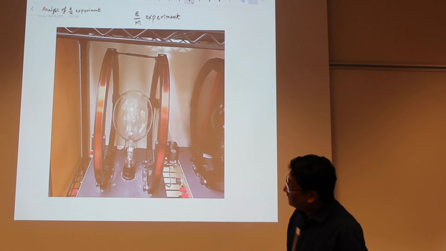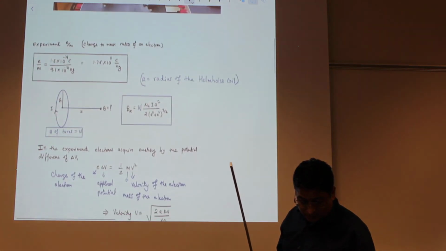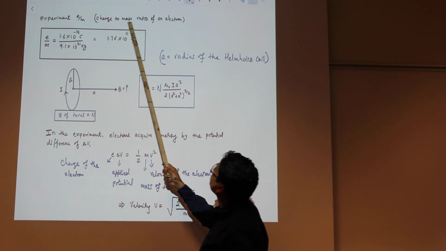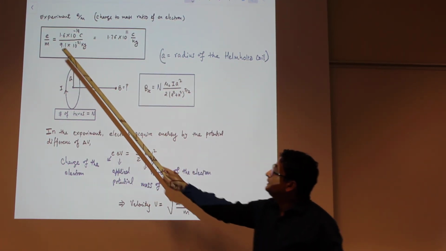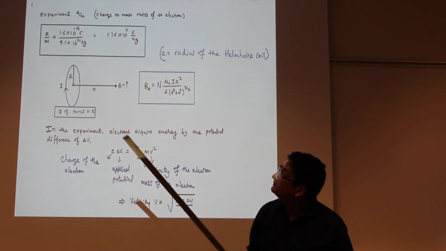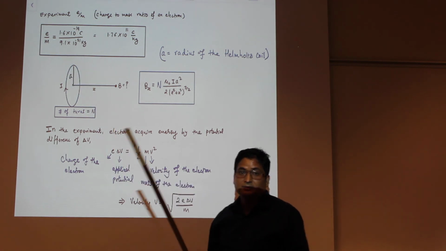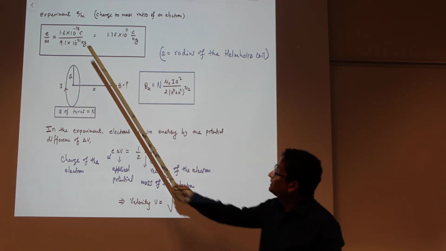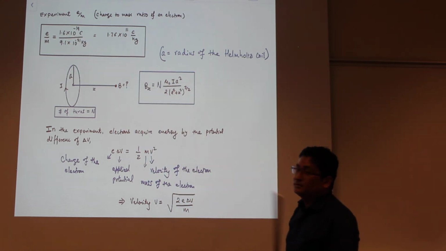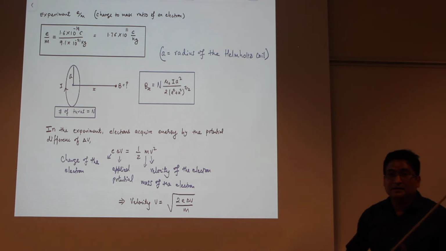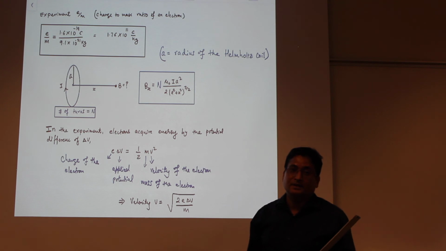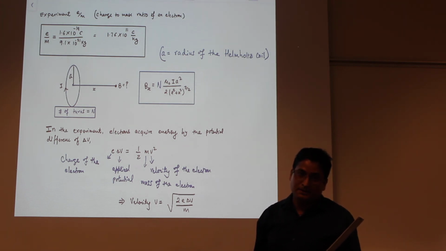So let me start. The experiment is e over m, the charge to mass ratio of electrons. e is the charge of the electron, which is 1.6 times 10 to the negative 19 coulombs, and m is the mass of the electron, 9.1 times 10 to the negative 31 kilograms. When you work out these numbers, you get this value. This is the theoretically accepted value, and we're going to check if we get a similar value in the experiment.